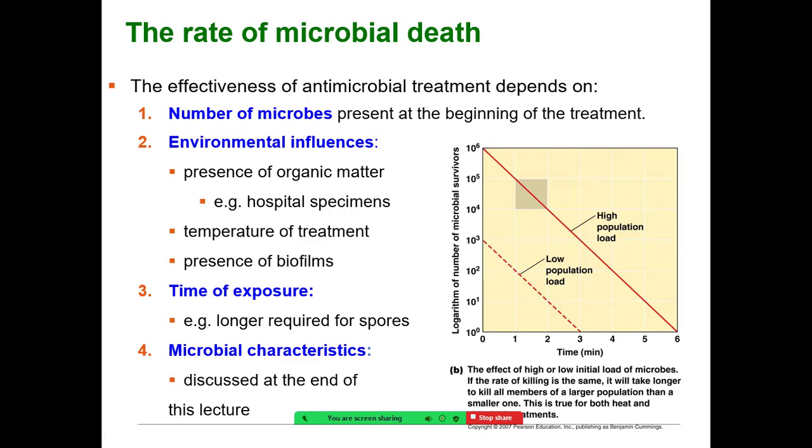The temperature of the treatment can affect the microbial death rate. Generally, the warmer the treatment, the greater the microbial death rate. The presence of biofilms can affect the death rate. Generally, if there is a biofilm present, the death rate will be greatly decreased compared to when there is no biofilm. Any question about any of that?